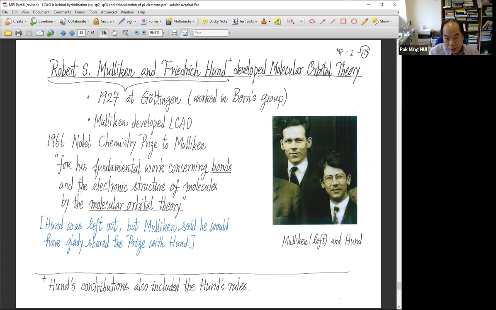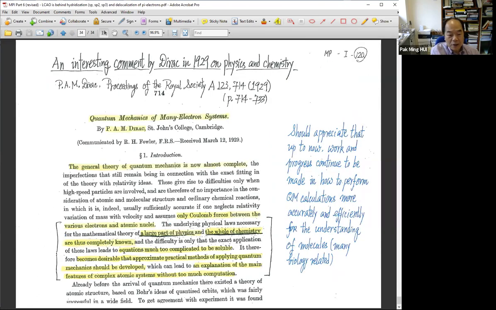Mulliken got the Nobel Prize, Hund did not. And I would end this part with this very famous passage written in a paper by Dirac. Dirac did a lot of this kind of physics. Don't think only about the Dirac equation and QED. Of course, he contributed and established that, but at the beginning, he also did many electron systems, meaning molecule and solid systems.